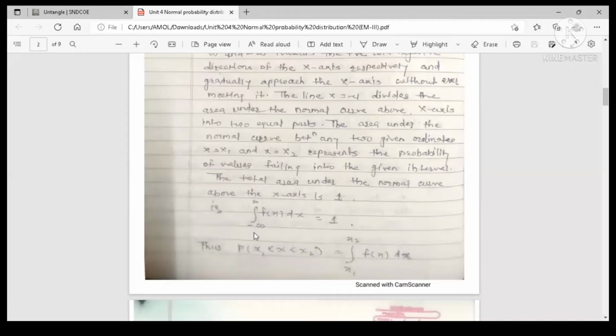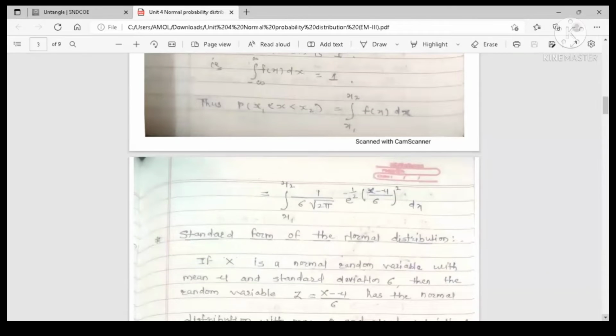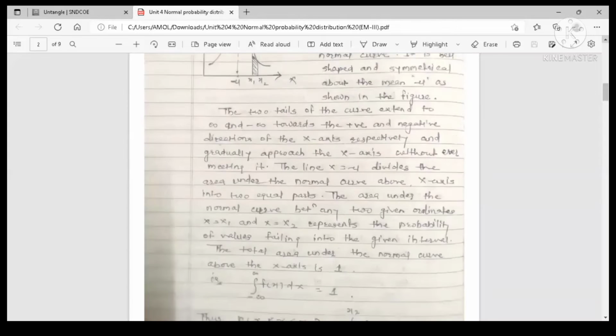That is, the integration from minus infinity to infinity of f(x) dx has value 1. And thus the probability between x1 and x2 is equal to the integration over x1 to x2 of f(x) dx, because here probability is connected with area under the curve. It is a beautiful relation developed by the normal distribution. It is also equal to the integration over x1 to x2 of the value of f(x).